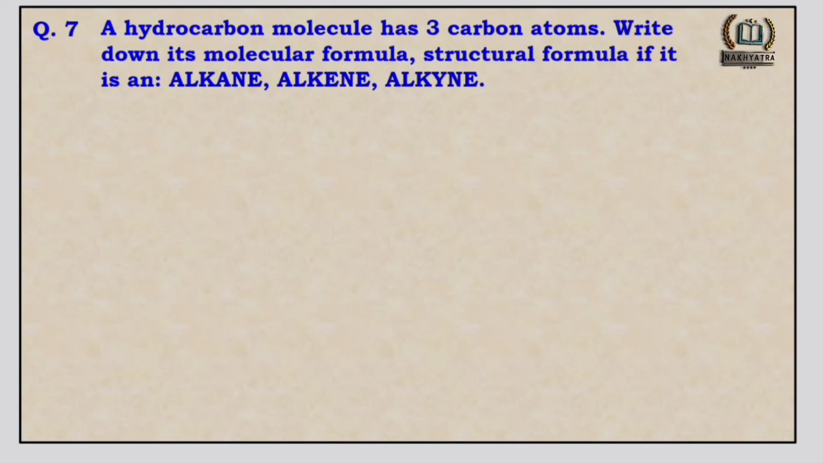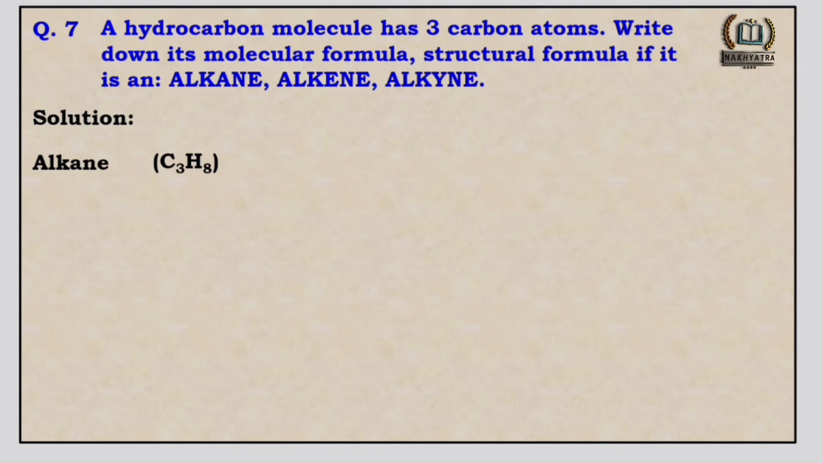Okay guys, so see, this is the last question for today. A hydrocarbon molecule has 3 carbon atoms. Write down its molecular formula and structural formula if it is an alkane, alkene and alkyne. First we will see for alkane. Now write the molecular formula for alkane. Since there are 3 carbon atoms, it will be C3H8.